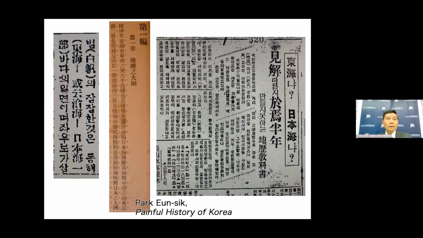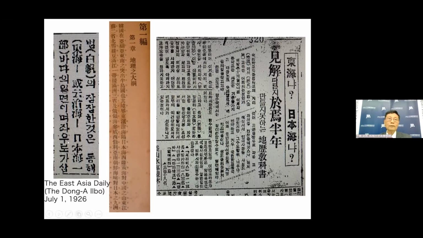And Park Eun-sik says that along the east side of the peninsula lies Blue Sea, and outside the Blue Sea is the Sea of Japan. Then this Blue Sea, which sea area is it referring to? That is indicated in the July 1st, 1926 article of Dong-a Ilbo here. This portion. There, it says the East Sea, also known as the Blue Sea, a part of the Sea of Japan. So you have East Sea, Blue Sea, and its relationship with the Sea of Japan indicated.